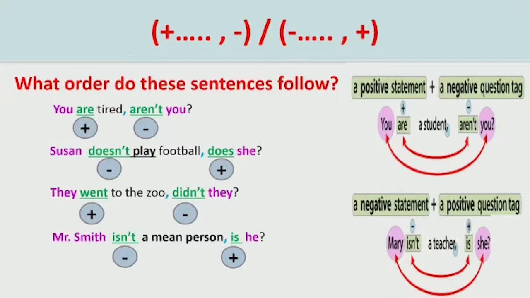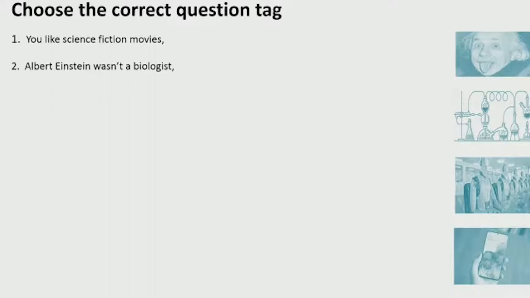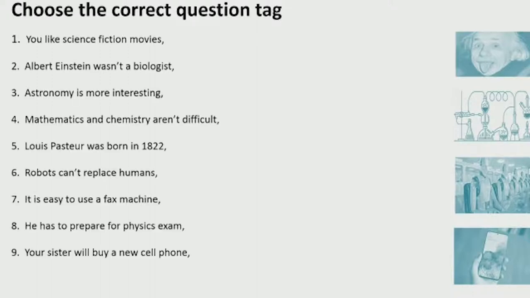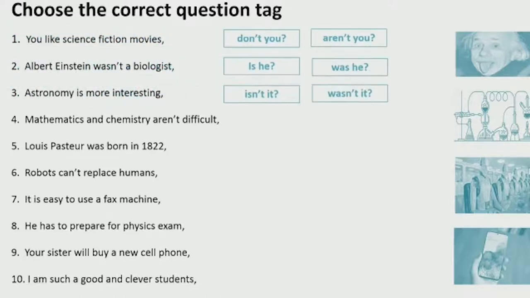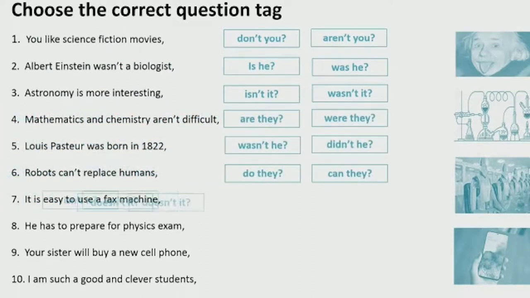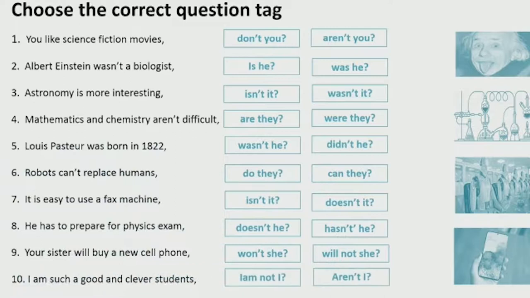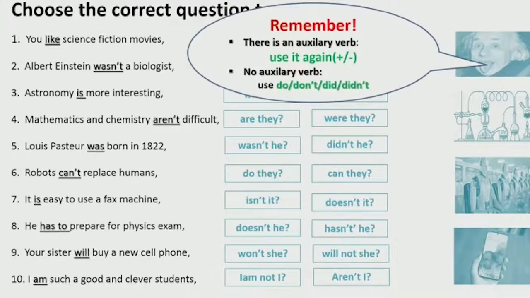Next. So, let's see these sentences. Okay, so we have 10 sentences. And I would like you to choose the correct question tag for each sentence. Are you ready? Good. But before we move on, I need to remind you of something. Okay, so I underlined some words here, some verbs for you. Okay, so this is a reminder. When there is an auxiliary verb, I think you remember the auxiliary verbs, we use it again and we pay attention. If we have a positive statement, it should be negative. And the other way around, as I said.